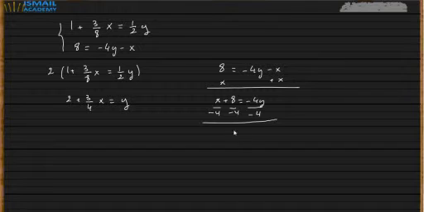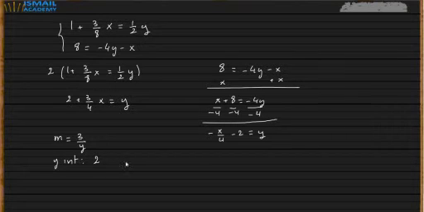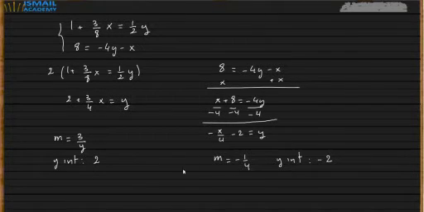So I will get at the end y equals minus x over 4 minus 2. As you see here, the slope for the first one is 3/4, and the y-intercept is 2. For the second one, the slope is minus 1 over 4, and the y-intercept is minus 2. So the slopes are different, which means we have a consistent and independent system.